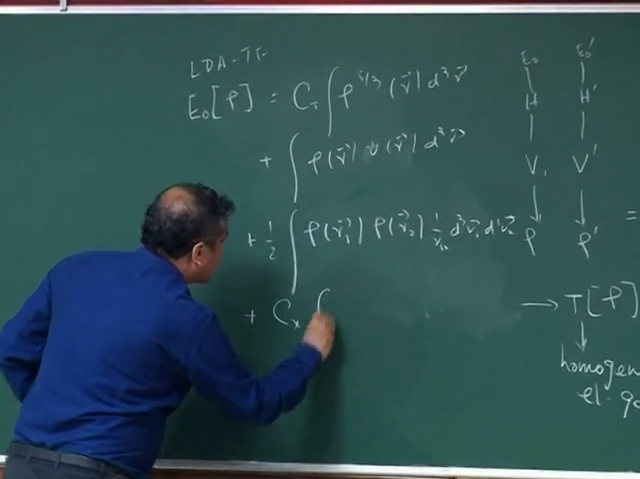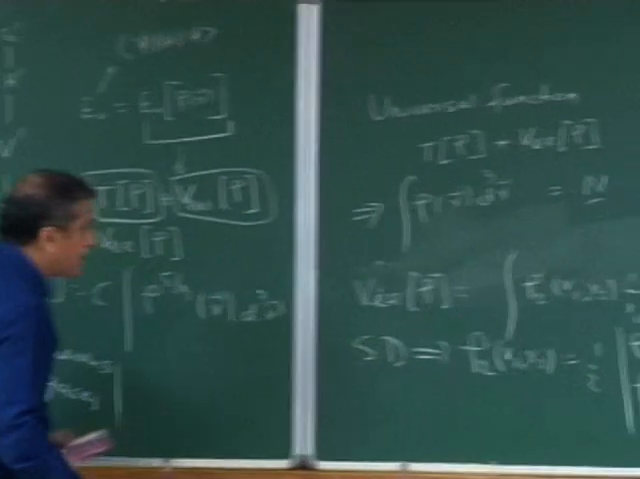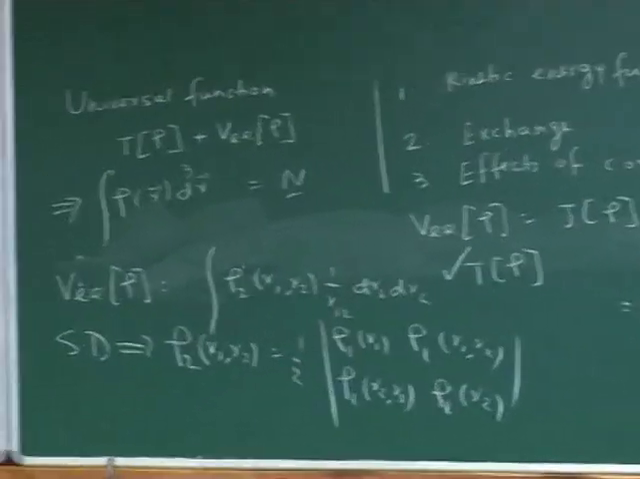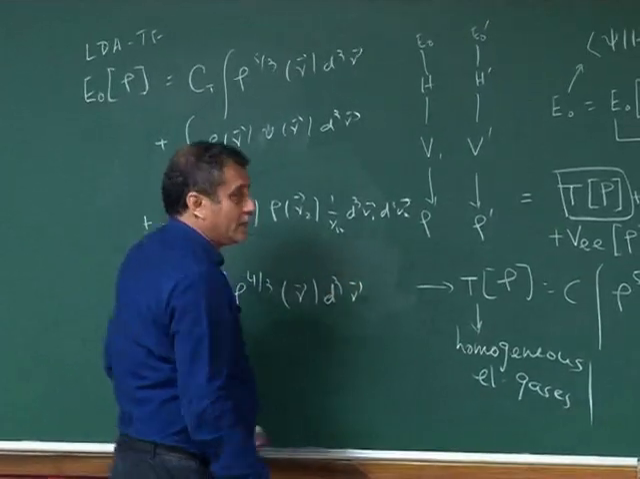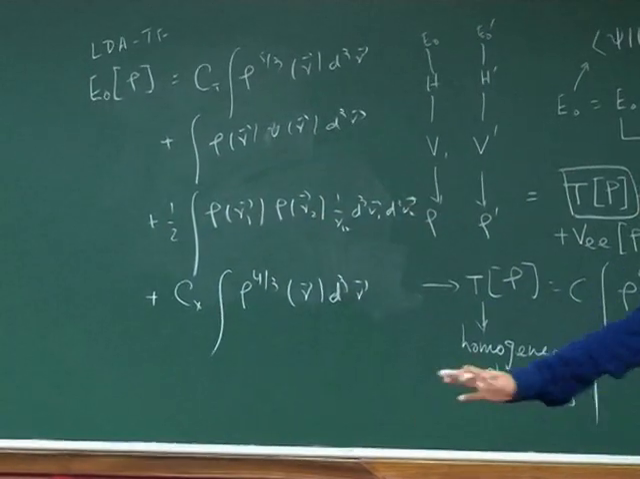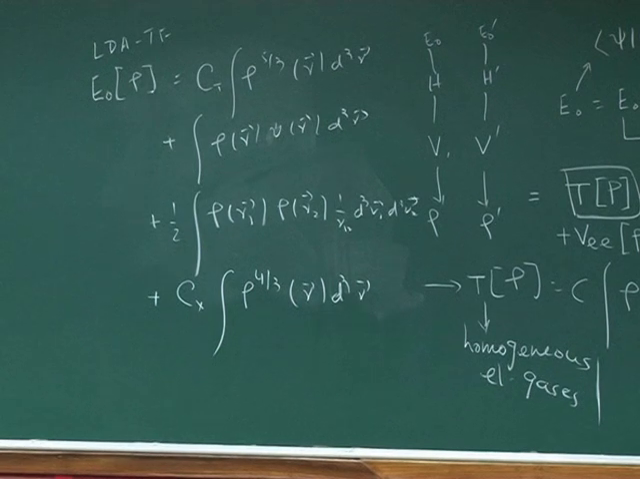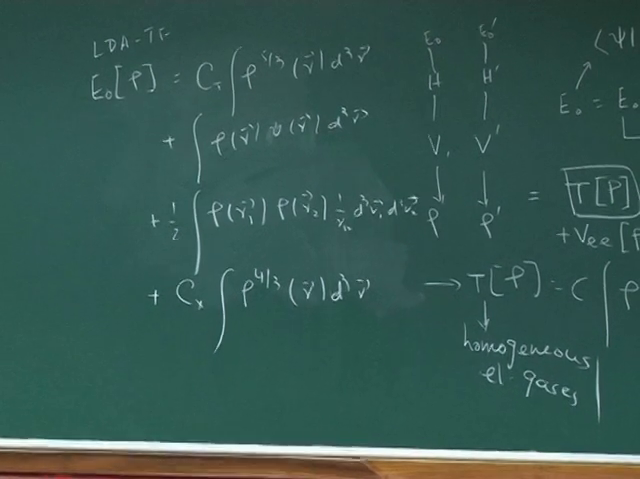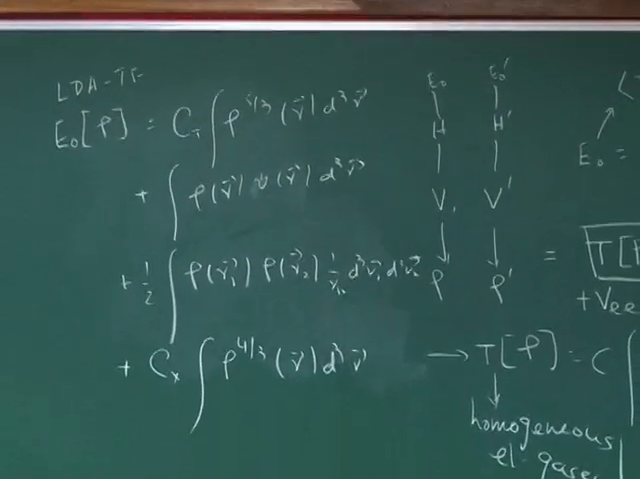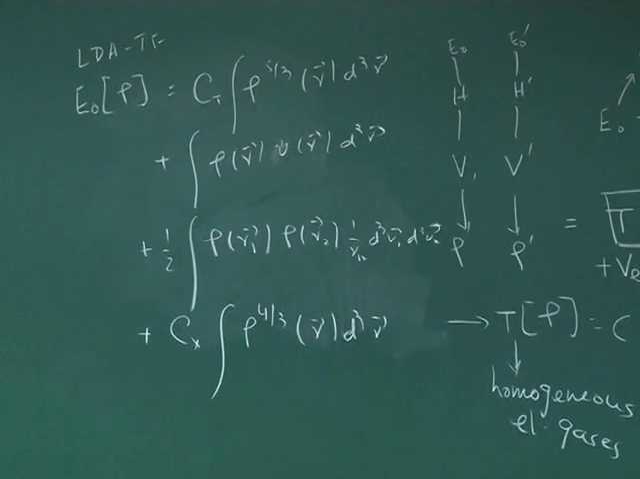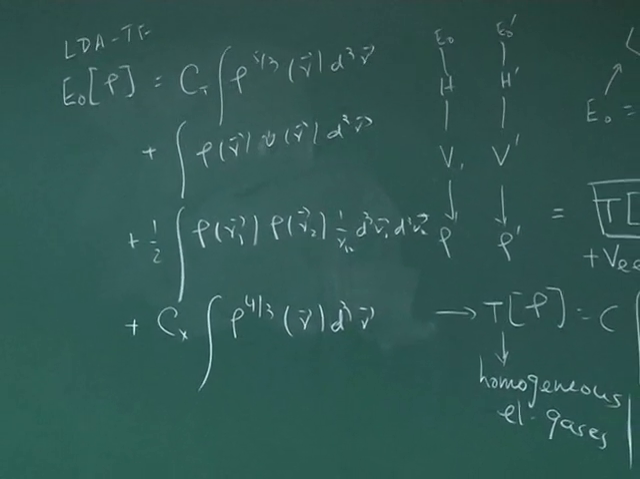And then you have a C_x. So let me call this C_x, yes, I've already written it. Rho to the power 4 by 3 of r. And forget about what I don't know. So I don't know correlation. So this is basically Thomas-Fermi LDA, where I put the Thomas-Fermi kinetic energy, and then I wrote very beautifully the energy functional now. And I can now start to do my calculations.